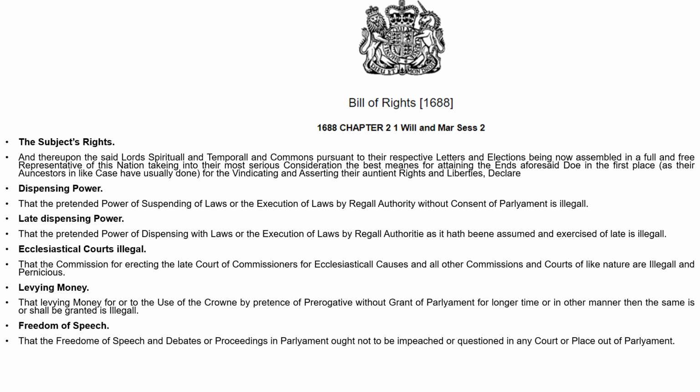The second thing that the government did, which was the second act of Will and Mary, was to establish a Bill of Rights. This is not the entire Bill of Rights. It just emphasizes that the subject has rights. And it usually starts out, as most acts from Parliament, which is the crown, start out basically the same way. And thereupon the said Lords spiritual, temporal, and commons pursuant to the respective, and then it carries on with whatever. Assembled full and free and representative, the nations taking in most serious consideration best means of obtaining the ends aforesaid, as in a case as their ancestors have usually done.